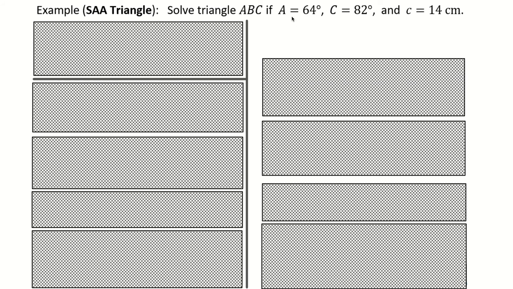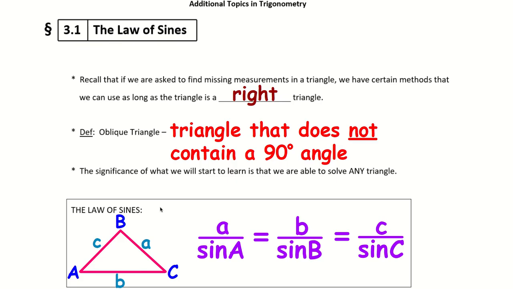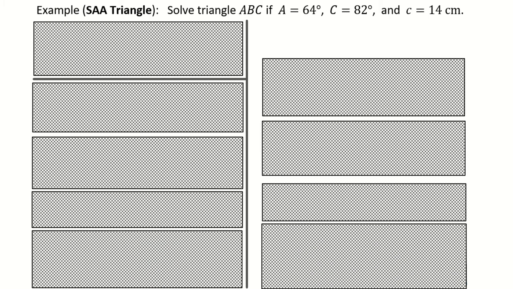All we really are going to care about is what we are given and how we can use this formula to solve for something that we don't know. And we have to solve for everything else. That's what it means to solve the entire triangle. So it looks like we need to figure out angle B and then side A and side B before this is all said and done.